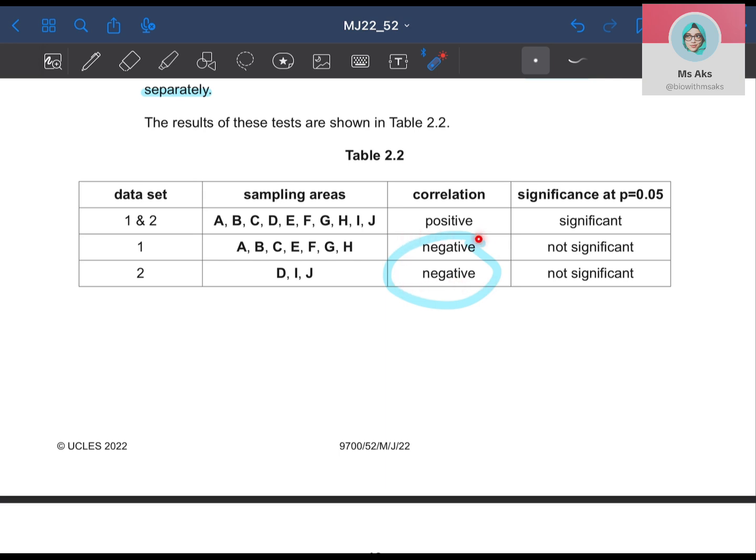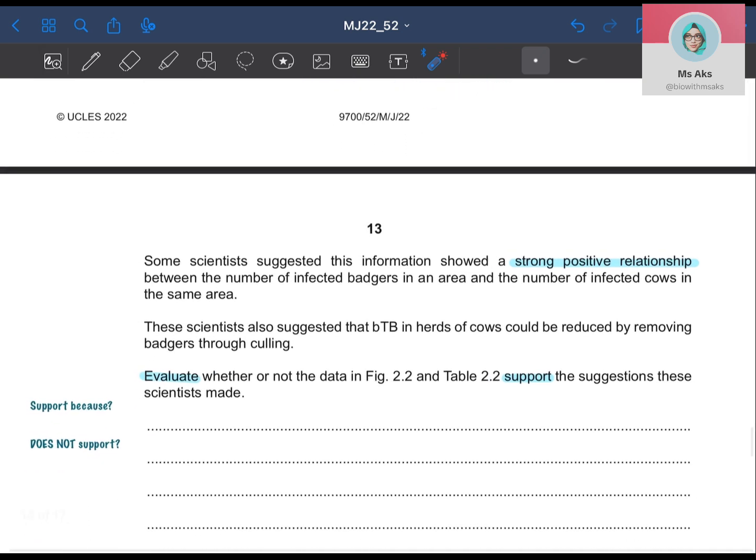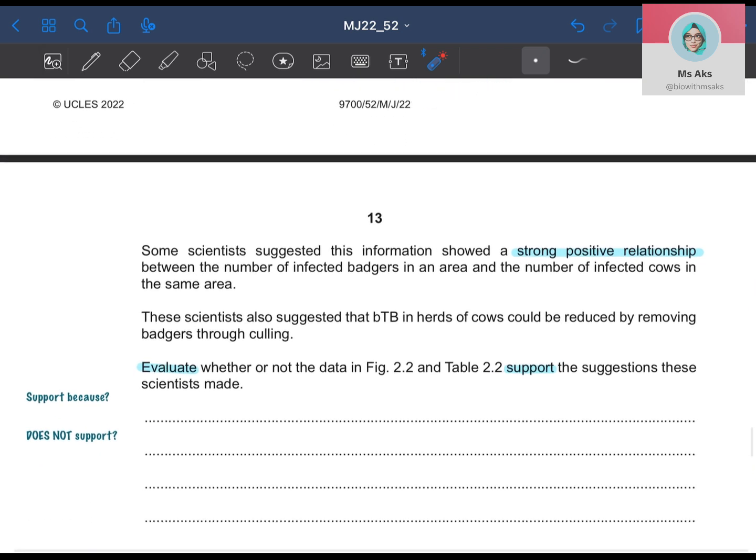However, even though it does show a negative correlation, this is not very significant. This negative correlation is not very significant at probability 0.05. That's what we can tell really quickly just by looking at the table itself.